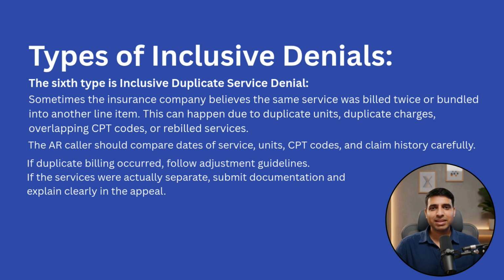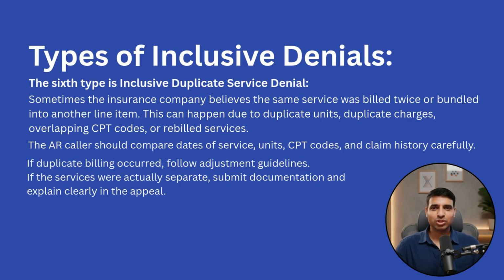The sixth type is inclusive duplicate service denial. Sometimes the insurance company believes the same service was billed twice or bundled into another line item. This can happen due to duplicate units, duplicate charges, overlapping CPT codes, or rebuild services.